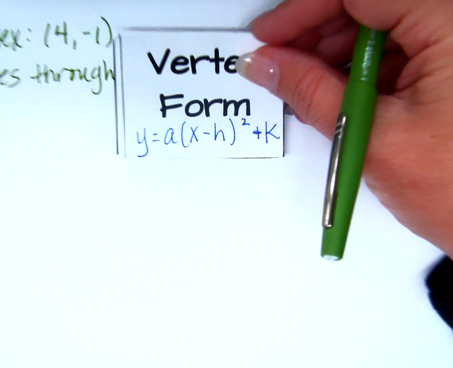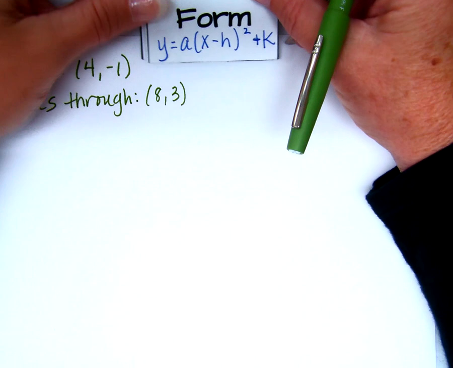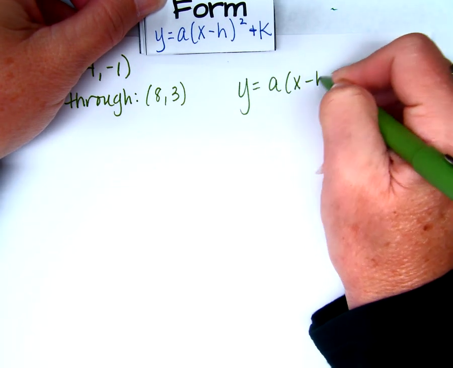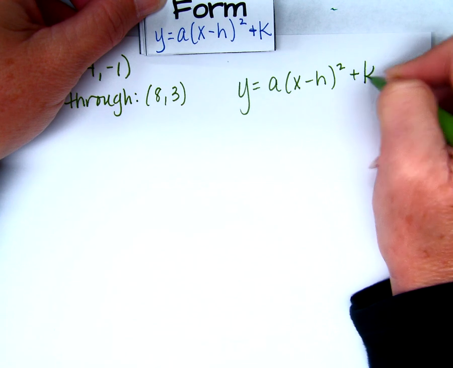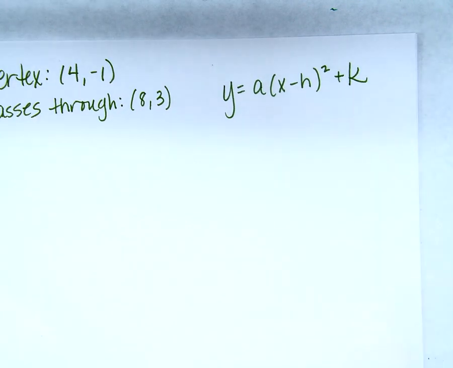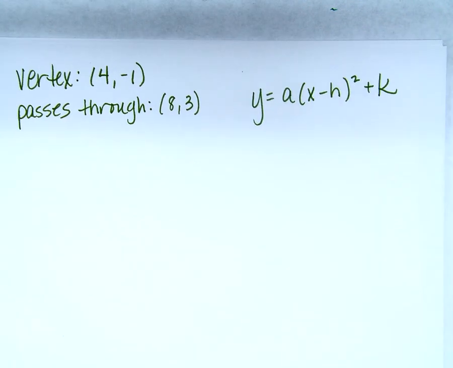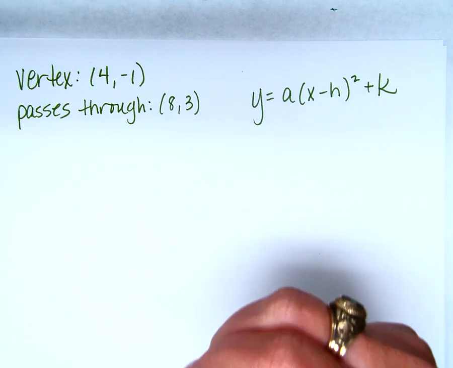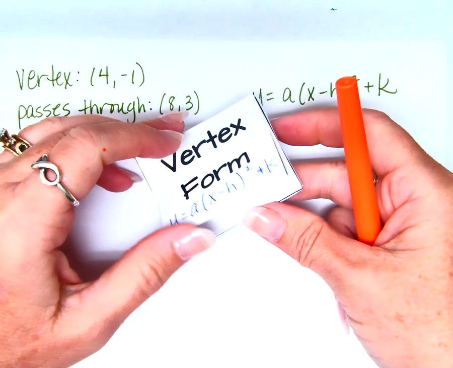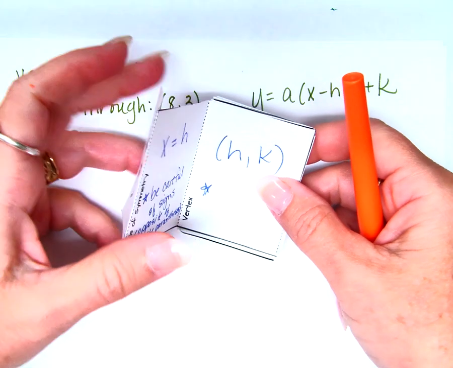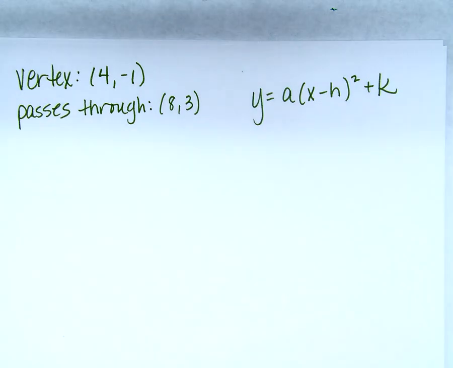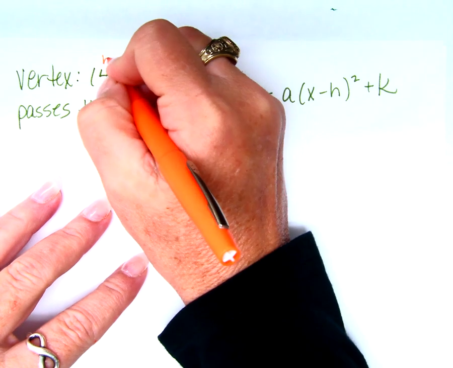So I'm going to zoom back out. If we're going with vertex form, I'm going to go ahead and write it down. Y equals A times (x minus h) squared plus k. Alright? So I guess it's a good thing we chose vertex form since they gave us a vertex, right? And I know in vertex form, the vertex is h and k. So let's go ahead and label that, okay? Let's go ahead and label h and k.